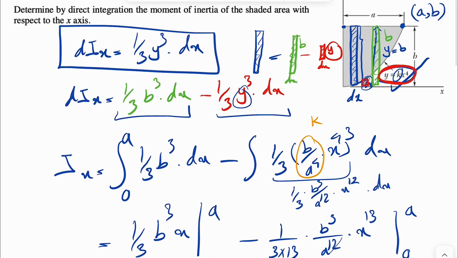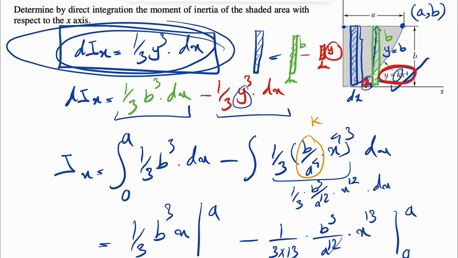Again, I'm going to put the link in the description below for why we have this formula. Feel free to check that one out. It is basically the moment of inertia of a rectangle with respect to the x-axis. And let me know if you guys have any questions.